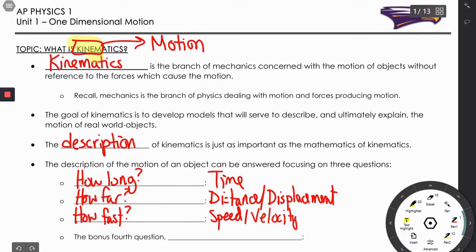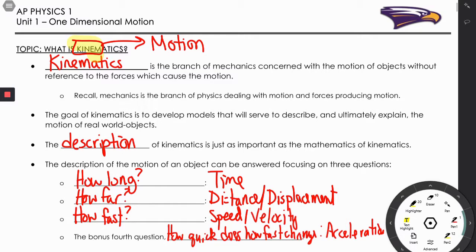Okay, and the bonus fourth question is, how quickly does how fast change? Okay, and that is answered by the term acceleration. So when objects accelerate, they're going to change that answer to the question of how fast.